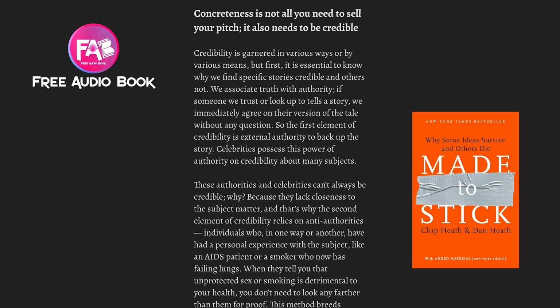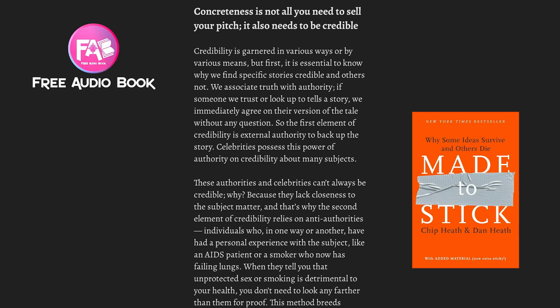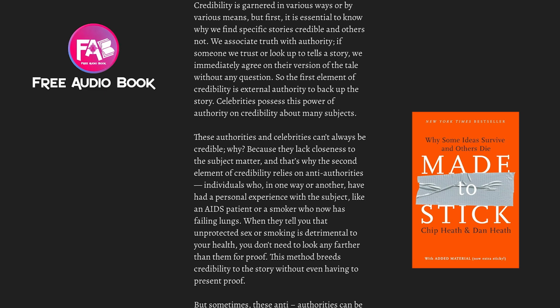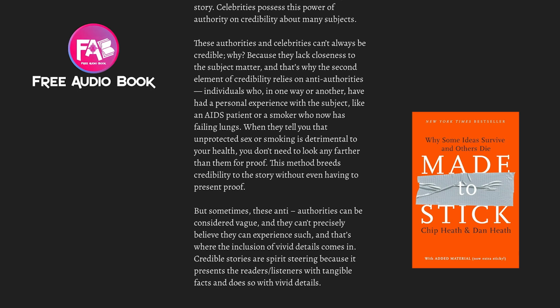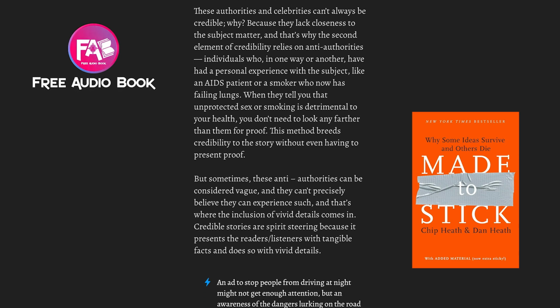Celebrities possess this power of authority and credibility about many subjects. These authorities and celebrities can't always be credible. Why? Because they lack closeness to the subject matter, and that's why the second element of credibility relies on anti-authorities. Individuals who, in one way or another, have had a personal experience with the subject, like the AIDS patient or a smoker who now has failing lungs. When they tell you that unprotected sex or smoking is detrimental to your health, you don't need to look any farther than them for proof. This method breeds credibility to the story without even having to present proof.